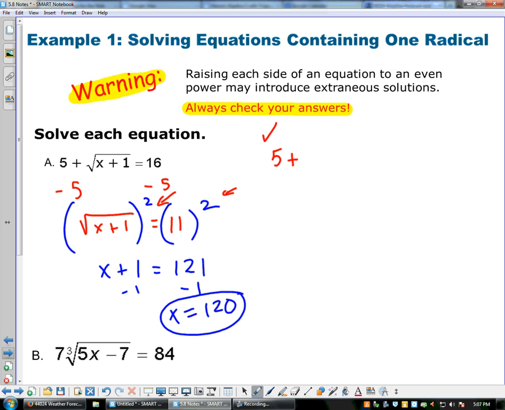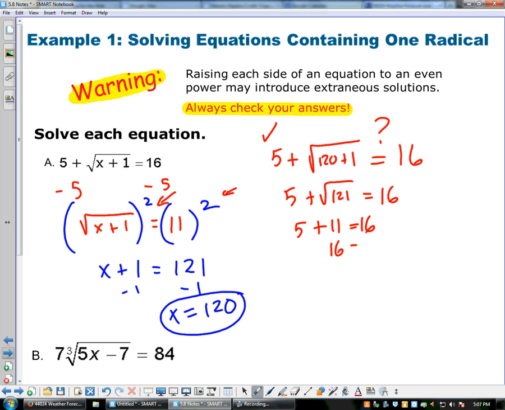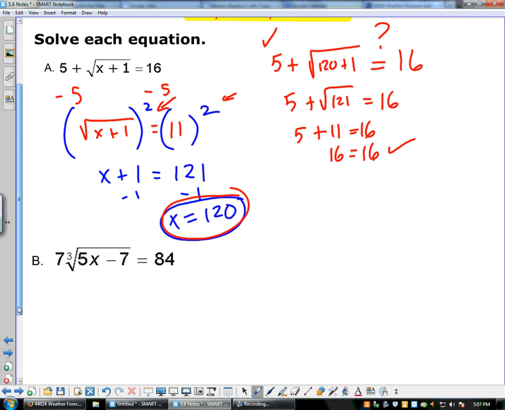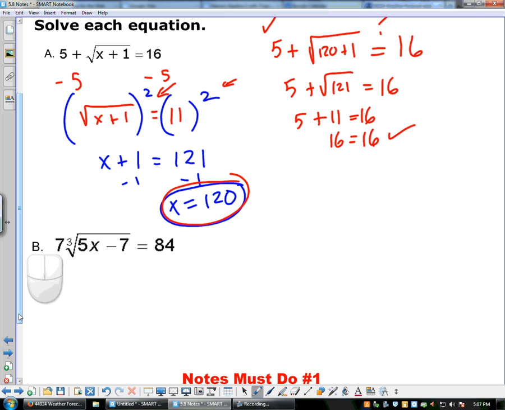So if we do our little check, 5 plus square root of 120 plus 1, is that equal to 16? We get 5 plus square root of 121 is equal to 16. Square root of 121 is 11, and we're looking like we're in good shape here. So we do like our solution of 120. Okay, let's try example B here. 7 cube root of 5x minus 7 is equal to 84.